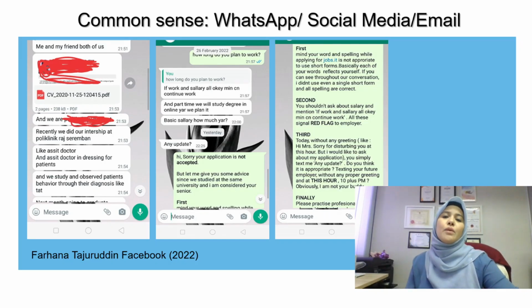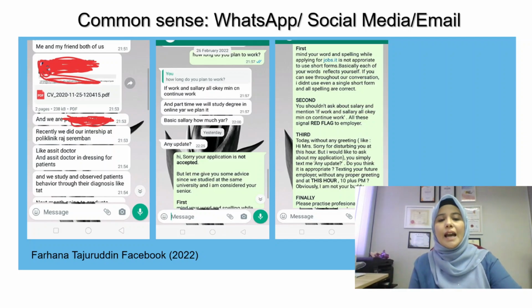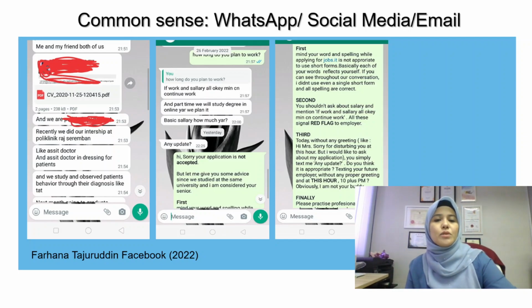Common sense using WhatsApp, social media, and email. I'm giving you this example, which I took from my friend. She works in a company, and recently a student approached her to do a part-time job. The way they wrote to her is very relaxed, and they do not even care to write proper sentences.